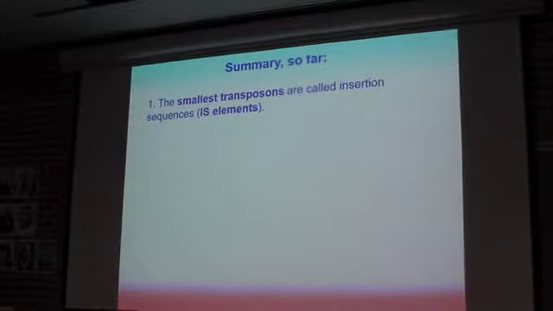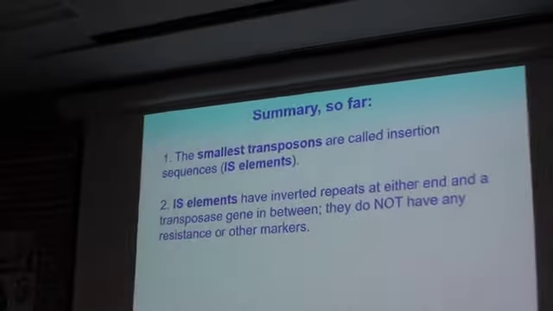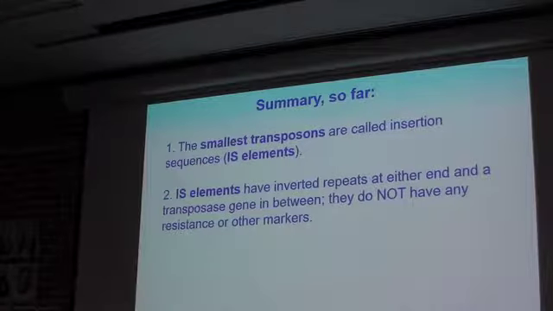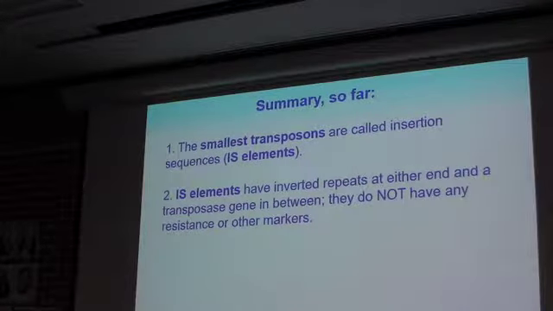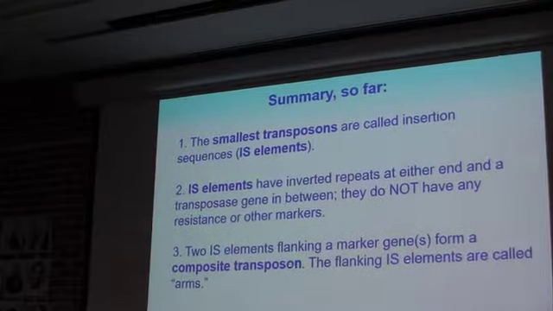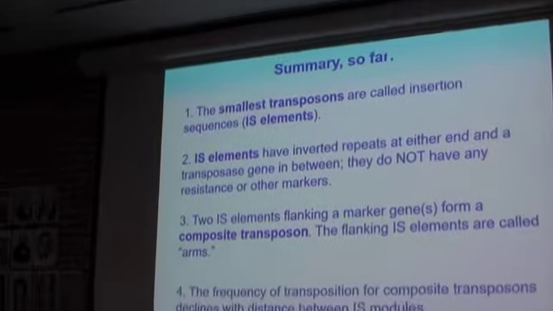Summary so far. Smallest transposons are called insertion sequences, IS elements. These have inverted repeats at either end and a transposase gene in between the inverted repeats. They do not carry resistance or other kinds of markers, that's only a composite transposon. The two IS elements flanking marker genes form a composite transposon. The IS elements at each end are called arms.